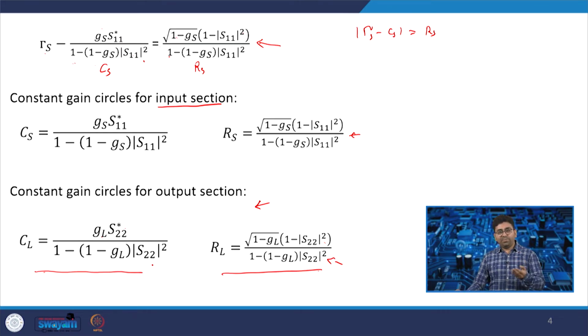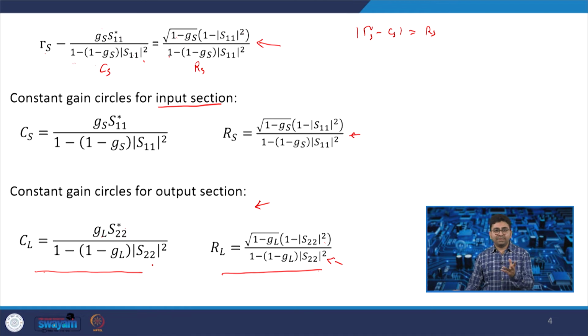Up to now, if you go back and see, how many circles have we studied? We have studied the input stability circle and the output stability circle, to find the stability at the input side and to find the stability at the output side.